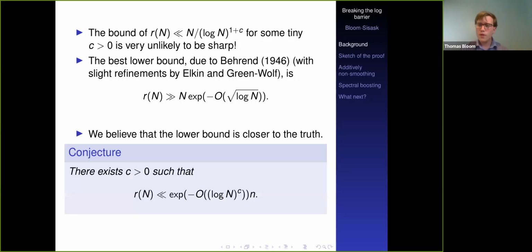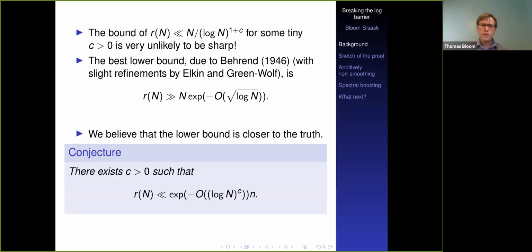And we believe that the lower bound is closer to the truth. Right? So for example, we don't believe that the correct answer is N over log N squared or N over log N cubed or anything like that. And we conjecture that in fact there exists some constant c greater than 0, still an absolute constant which bears no relation to the other constant c on this slide, such that r of N is at most exponential in minus log N to the c times N.